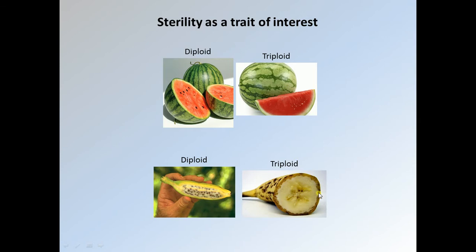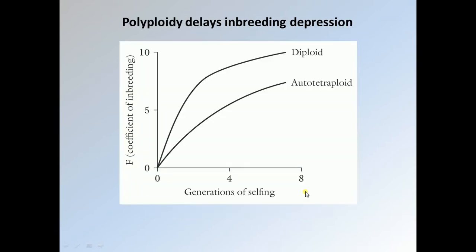And it's the same with banana. All the bananas that we eat nowadays are triploids, and they are propagated vegetatively. And if you look at the diploid relatives, they're actually full of seeds and not really edible. So sterility can be interesting in some cases.